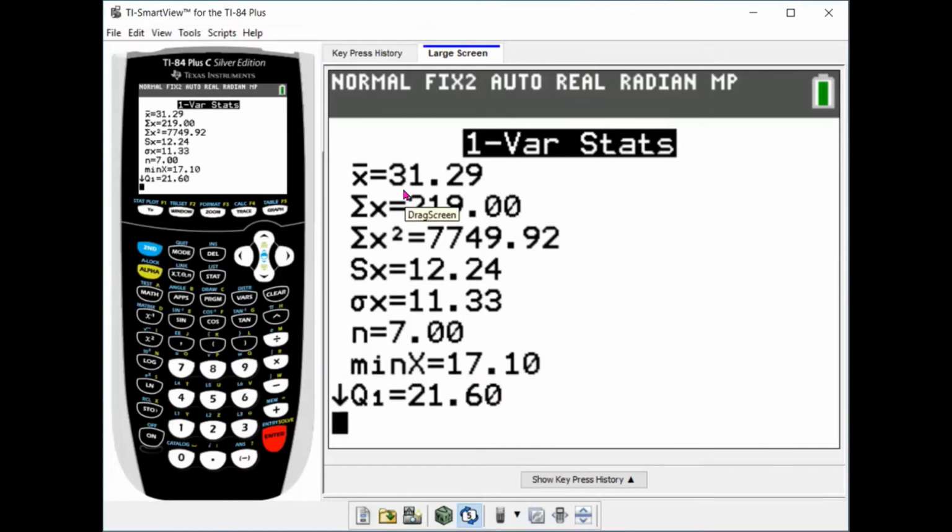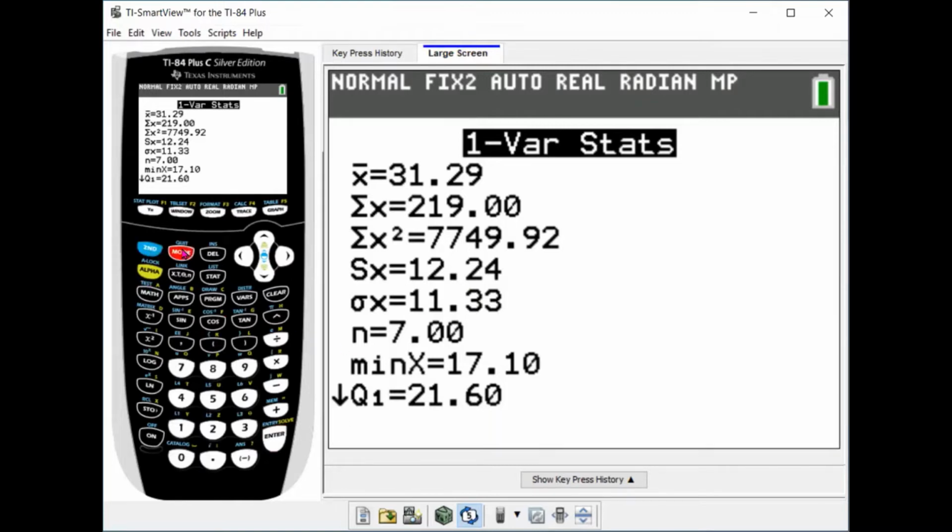So here you can see mean is 31.29. So our sample mean X bar is 31.29. Sample standard deviation is here, which is 12.24. And the third one we are asked to find is the coefficient of variation.